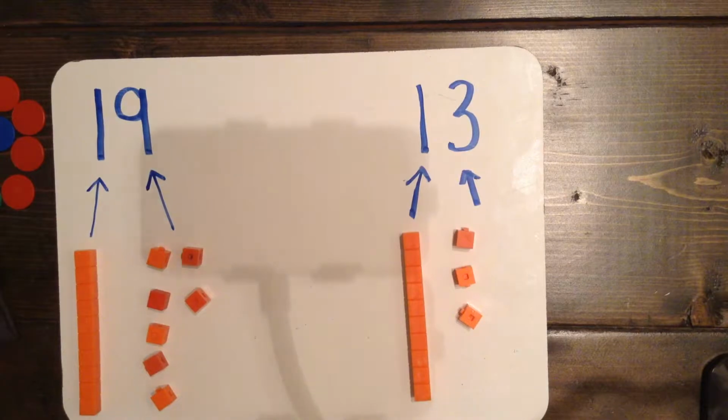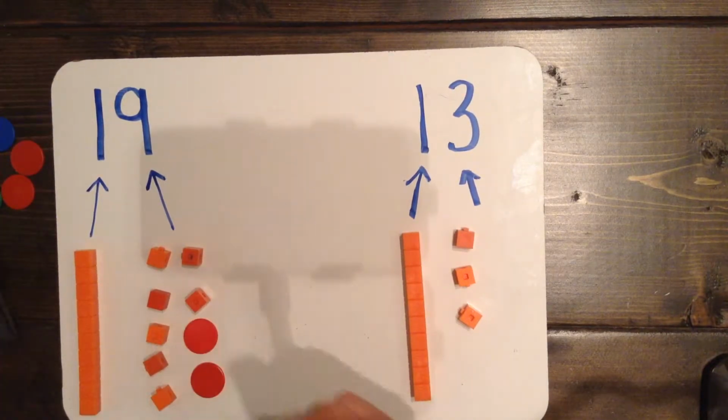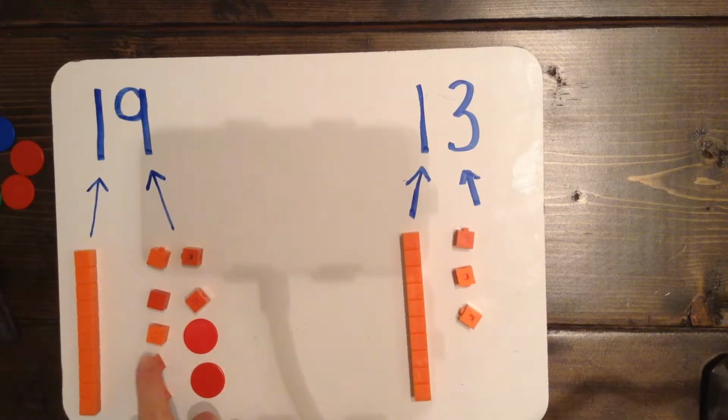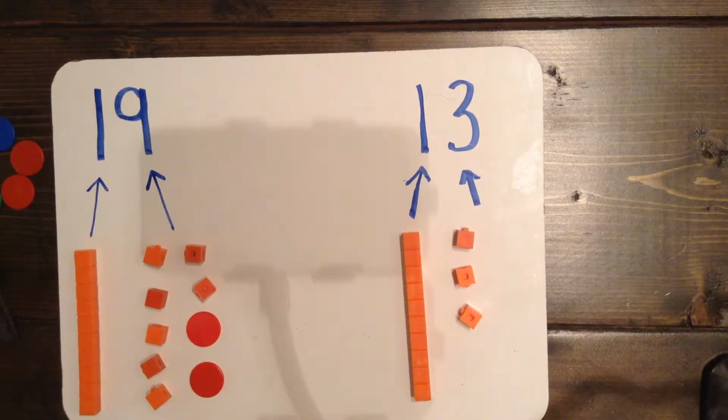Seems I've run out of ones. I'll have to use some counting chips instead to continue. Let's see, do I have 9 yet? 1, 2, 3, 4, 5, 6, 7, 8, 9. Yep, now I've built the number 19.